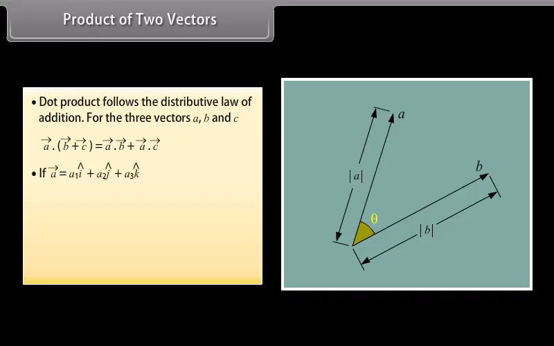If vector A is equal to A1 cap I plus A2 cap J plus A3 cap K, and vector B equals B1 cap I plus B2 cap J plus B3 cap K, then the dot product of vectors A and B equals A1 B1 plus A2 B2 plus A3 B3.